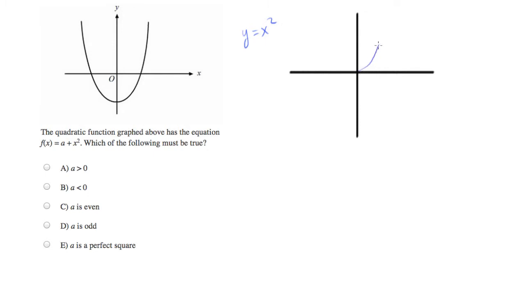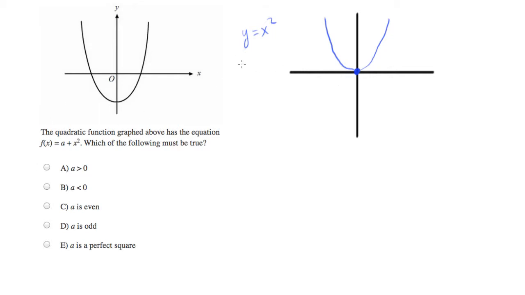Now y equals x squared is going to look something like the following. All right, it's a parabola that has a vertex at 0, 0, and it proceeds up in both directions. Now, let's take a look at what happens when we make some changes.